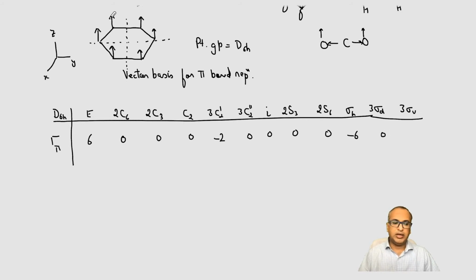Sigma v will be containing this C2 prime. So this is my sigma v, which is containing these 2 vectors. So these 2 vectors will not change. So that means 2, whereas these 4 vectors will change their positions, right? So this is my tau reducible for pi basis set.